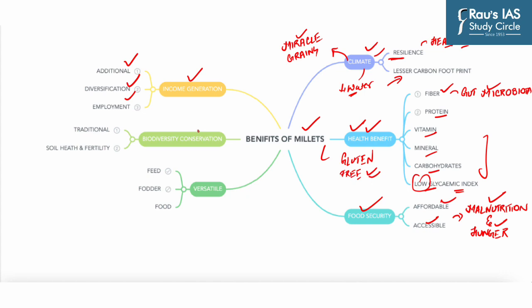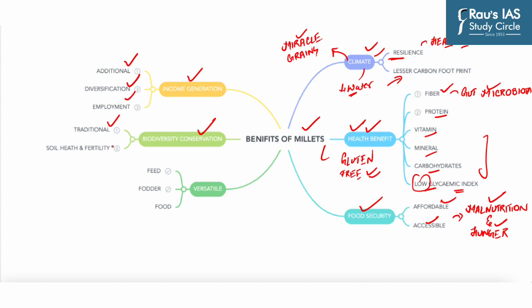Next benefit is biodiversity conservation. Now you have already seen that millets are a diverse group of grains that include several varieties and species. So by cultivating millets, farmers can conserve biodiversity and preserve their traditional knowledge and practices.